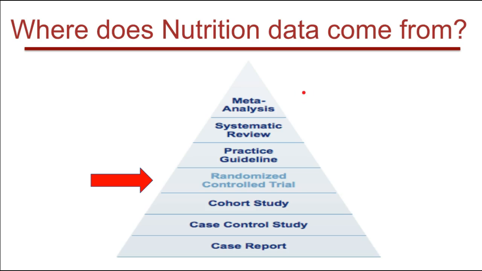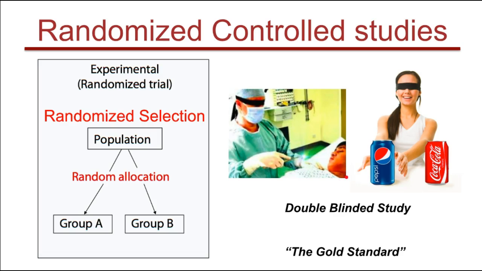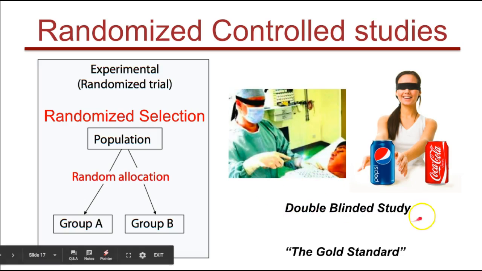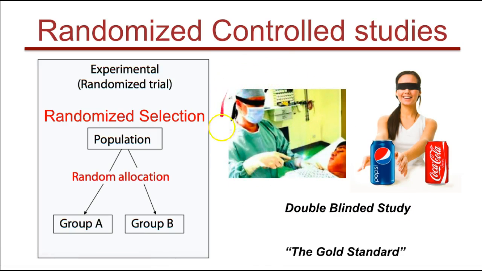Next, moving up towards the high-quality data, we'll talk about randomized controlled trials. These are often called the gold standard of nutritional data. What is a randomized controlled study? Randomized controlled studies are double-blinded studies. That means the doctor doesn't know what nutritional treatment is being given to the patient, and the patient does not know what nutritional treatment they are receiving. In this way, it's double-blinded.